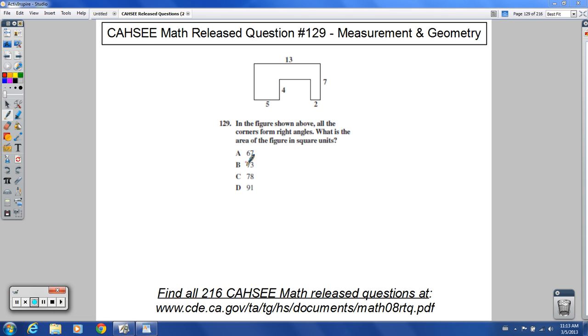Welcome to question 129 for CAHSEE Math. It says this: in the figure shown above, all the corners form right angles. What is the area of the figure in square units?